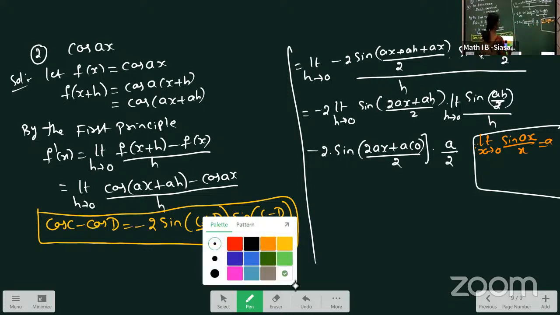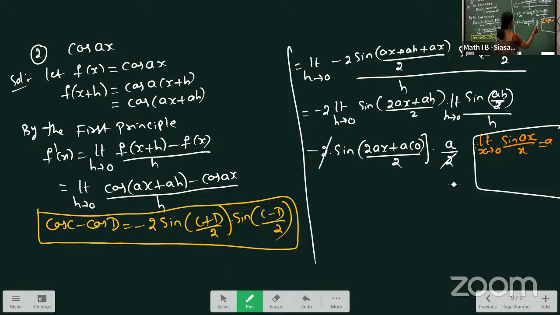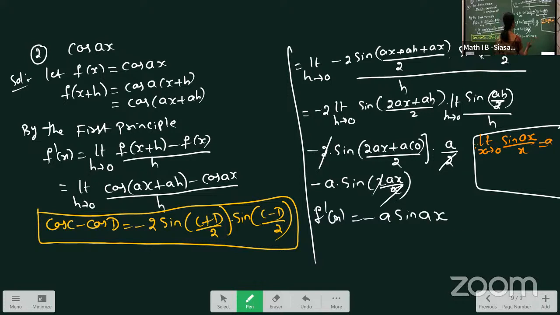Now simplify. Outside 2 and this 2 is cancelled. Minus a into sin 2ax by 2. Again cancel 2 and 2. Therefore, f dash x is equals to minus a sin ax. If you cross check, f of x is equal to cos ax. Derivative of cos ax is minus sin ax into a. Derivative of cos is minus sin ax into ax derivative is a. So like that you have to check the answer.